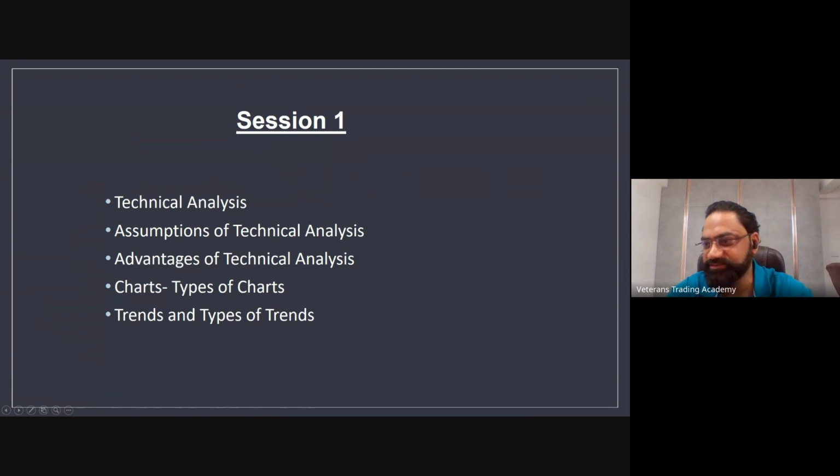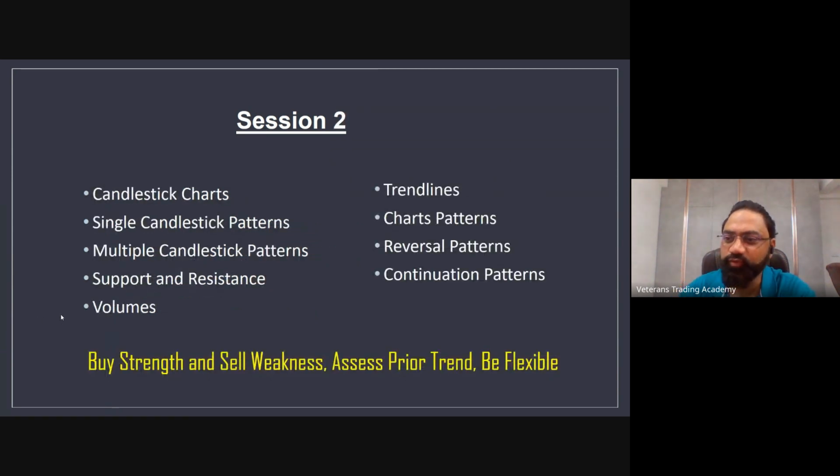In the first section, we covered technical analysis, its assumptions and various advantages. We studied different types of charts and patterns, and that there are different types of trends in the market. Thereafter, we moved on to candlestick charts, in which we learned about single and multiple candlestick patterns, and how to find support and resistance and the importance of candlestick patterns getting formed there.